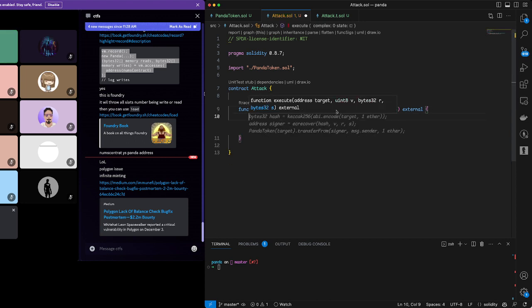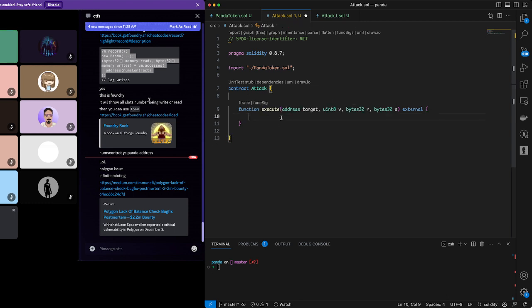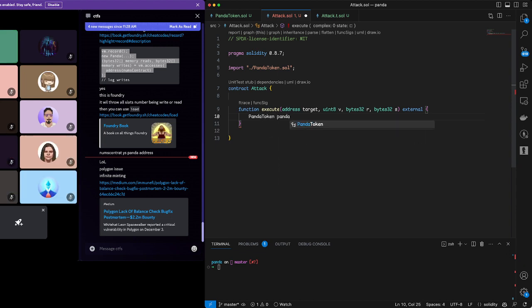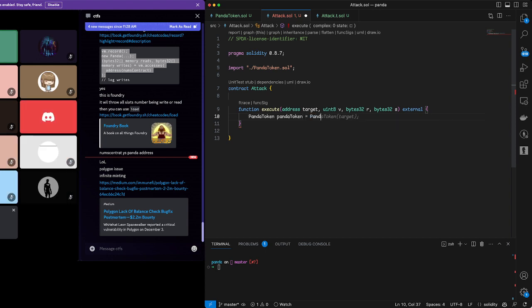All right, so first things first, the thing you do in almost all of these attacks, PandaToken. We're gonna cast the target address to the ERC20 token type so that we have all of the functions that are on the PandaToken contract. So that's all we're doing. We're just casting this so that it has the same ABI as the contract we're trying to attack. So now we know, let me maybe do a little bit of side-by-side action here.